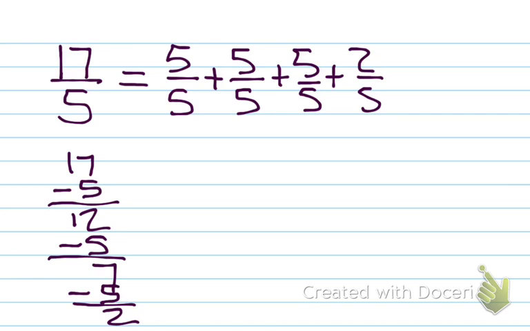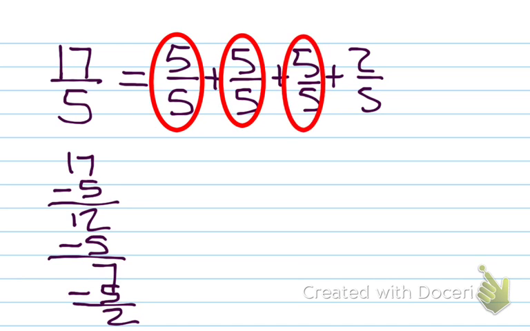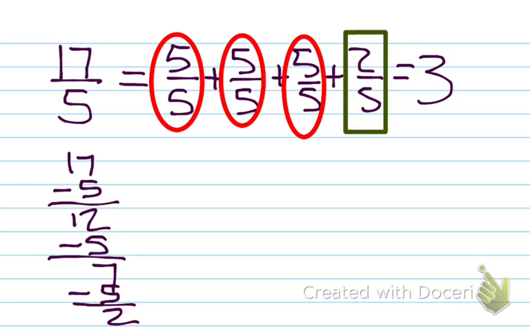Now notice my denominator is not changing, right? It still takes 5 pieces to make one whole. My denominator through this entire process does not change. Okay, so now I've got to see how many whole numbers do I have. There's 1, 2, 3. So I have 3, and then I have 2/5 left over.